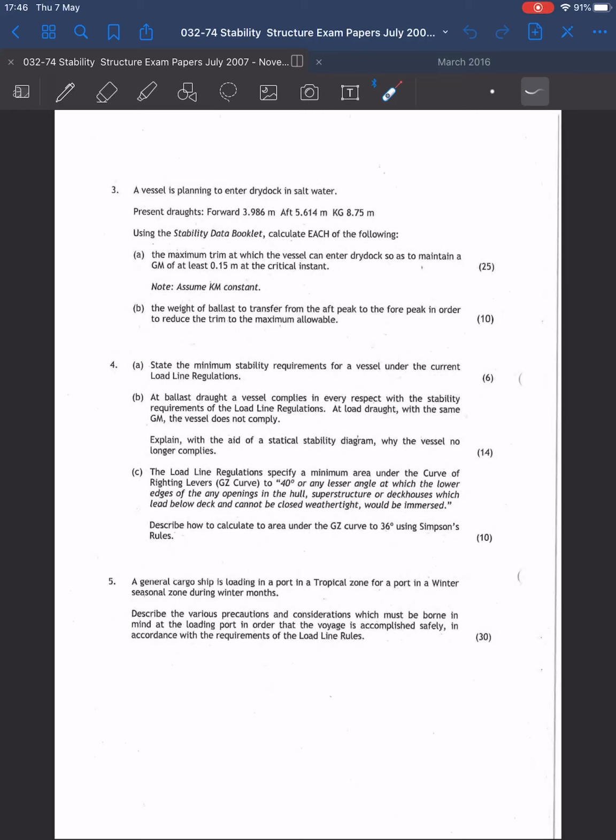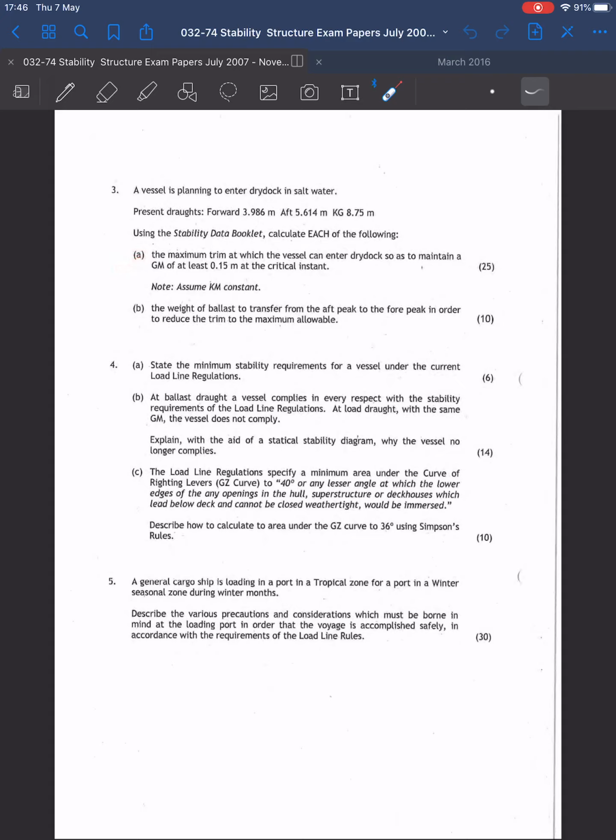Let's look at MCA Stability Examination for Chief Mates, March 2016, question number 3. It says, a vessel is planning to enter dry dock in salt water. Present drafts, forward is 3.986 meters, aft is 5.614 meters, and KG 8.75 meters. Using the stability data booklet, calculate each of the following.